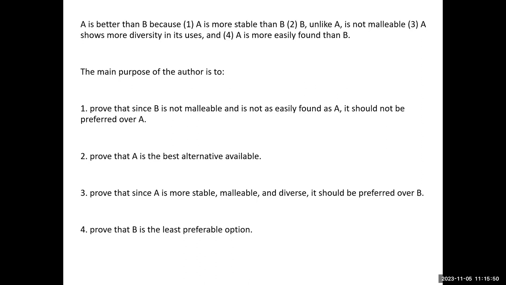Now, what is happening in number 1? What he does is that he picks up 2 specific points from the passage. So, are these 2 the only reasons why A should be preferred over B? Are these 2 the only reasons? Tell me. According to the passage, sir, there are 4 reasons why A is better than B.